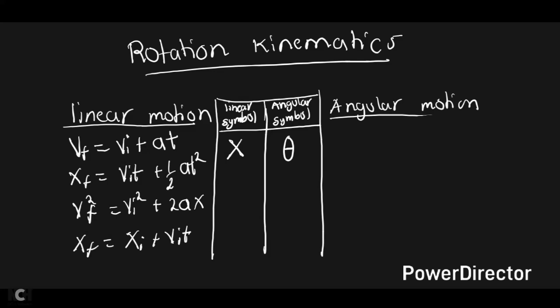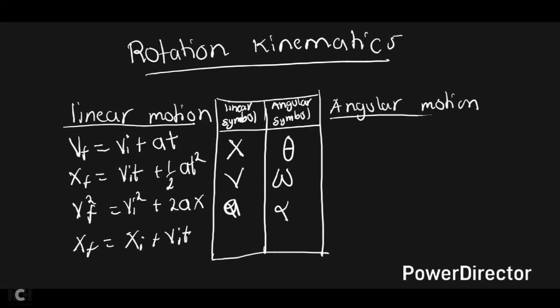How about the symbol for velocity? It's V, like that. When it comes to the angular, it changes to omega. How about the acceleration? It's A in this point, but when it comes to the angular, it changes to alpha, like that. So these are the symbols that you need to be familiar with. The displacement changes to theta, the velocity changes to omega, then the acceleration changes to alpha. So those are the differences that you need to know.